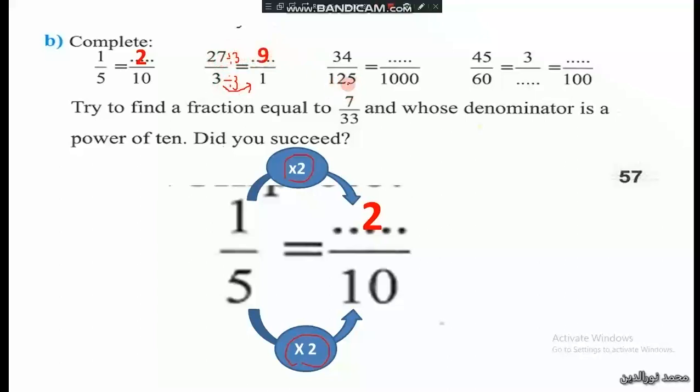Here 125 becomes 1000. How? By multiplying it by 8. So we have to multiply 34 by 8, which is 272.